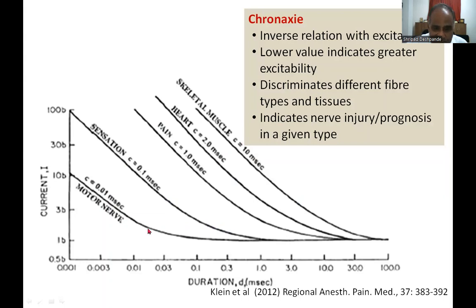Here you can see this is a motor nerve, the Chronoxy is equal to 0.01 millisecond. In all these cases, the Rho base is the same. And this is a sensory nerve where Chronoxy is 0.1 millisecond. This is the pain carrying fibers, C fibers. The Chronoxy is 1 millisecond. Just going further, the cardiac muscle, Chronoxy is 2 milliseconds. Skeletal muscle, because these were nerves and this is a muscle, is 10 milliseconds.